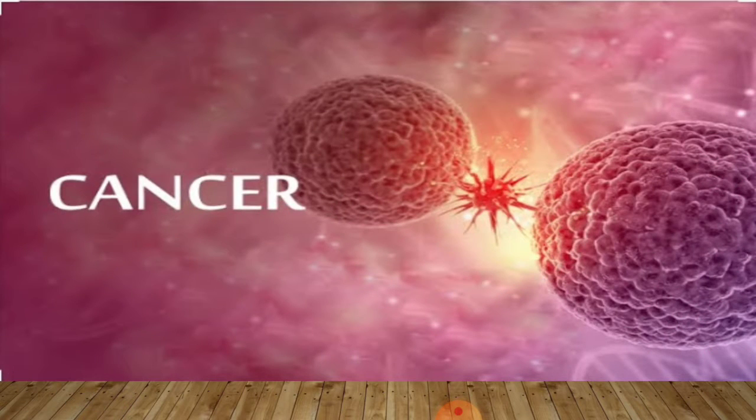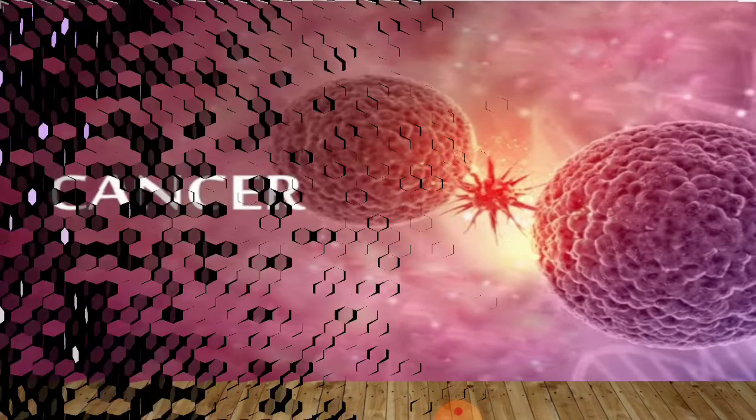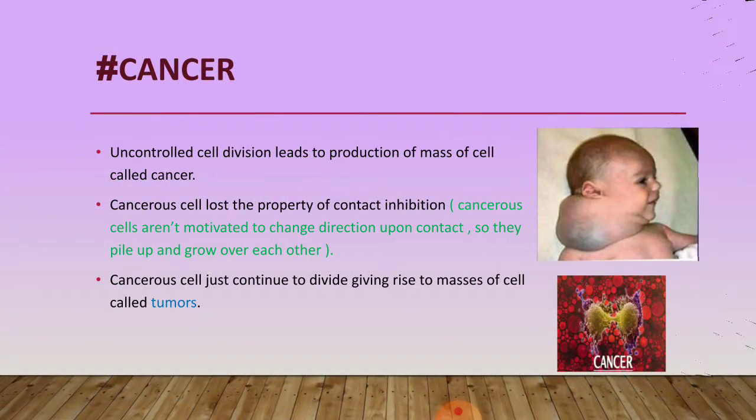Now, the major topic of this chapter which we are going to study is cancer. So what is cancer? Uncontrolled cell division which leads to production of a mass of cells is called cancer. Cancerous cells lost the property of contact inhibition. The cancerous cells aren't motivated to change direction upon contact, so they pile up and grow over each other. Cancerous cells just continue to divide, giving rise to masses of cells which are called tumors.